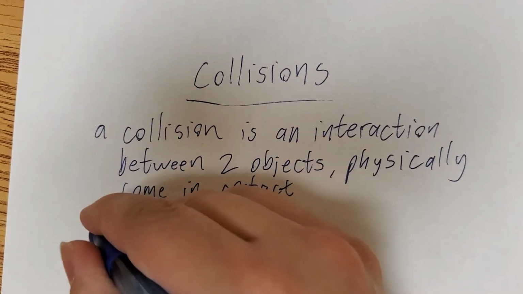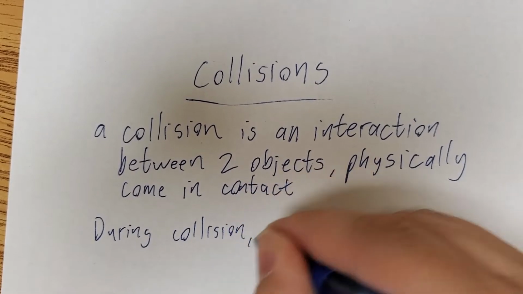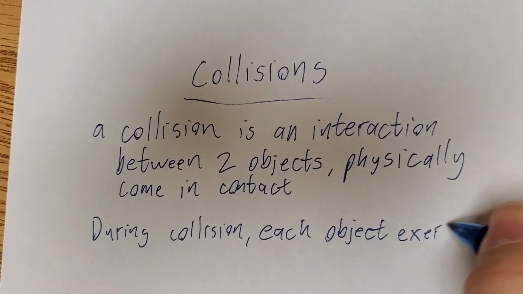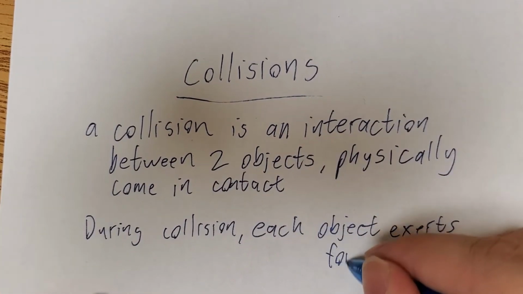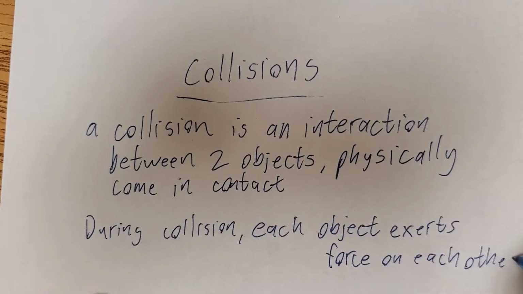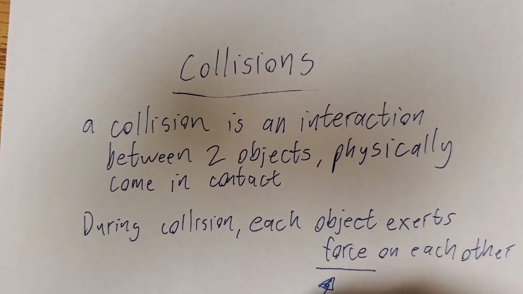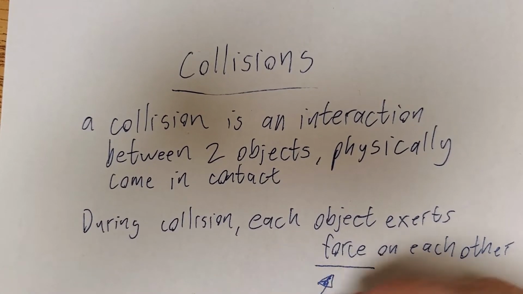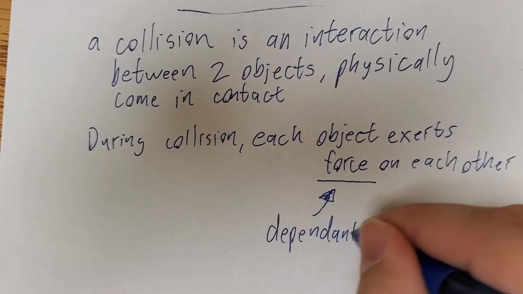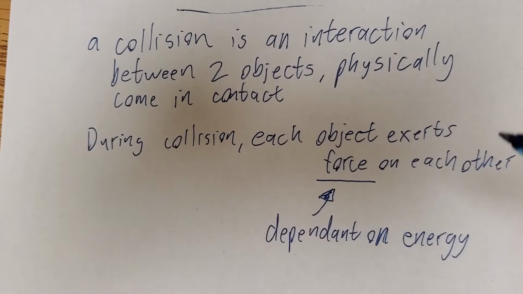And during the collision, each object exerts force on each other. Right? They hit each other. So they apply force to each other. And how much is dependent on energy. How much each of them has, right?